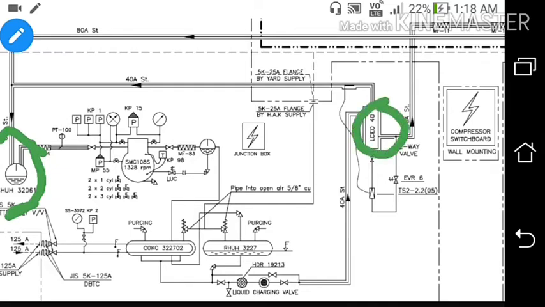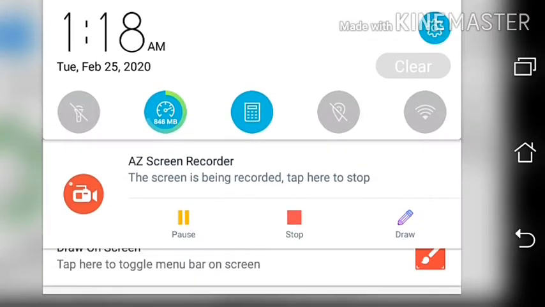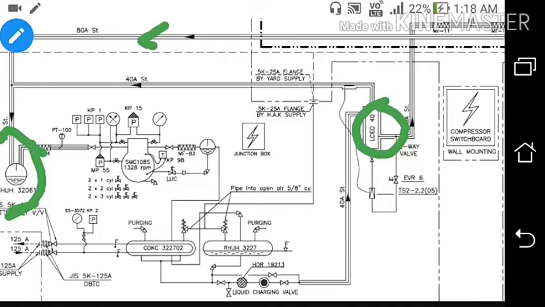You can see over here the refrigerant from the evaporator comes into the liquid separator, and from this liquid separator the refrigerant goes into the compressor. After compressing the gas, the refrigerant goes into the receiver and then to the condenser, and after that it goes into the liquid cooler. This one is the liquid cooler over here. After that the refrigerant will go into the solenoid valve and thermostatic valve, and then it will go to the evaporator.